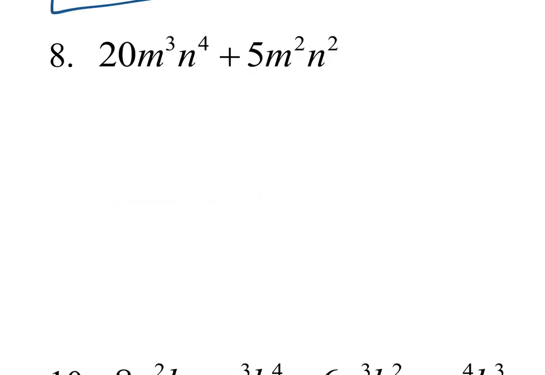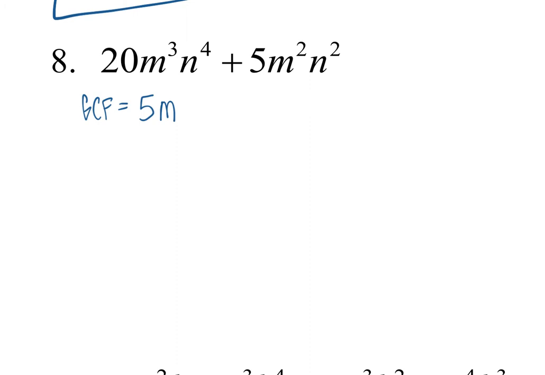Looking at 20m cubed n to the fourth, 5m squared n squared. 20m cubed, let's look at that first. 20 is 2 times 10, 4 times 5, 5 times 1, 5 is prime. But 5 goes into both 20 and 5, so we can pull out a 5. And then both terms have an m in common. And you will pull out, or the GCF will be the lowest power of it that you see.